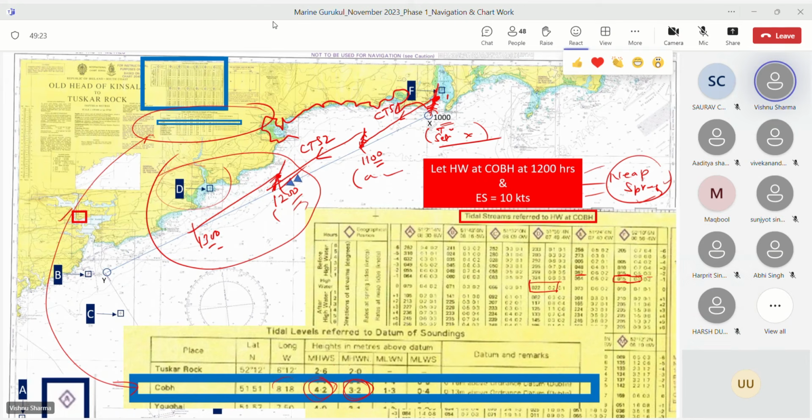Because tidal streams are only going to come in the vicinity of the coast, when you are closer to the coast, right? Yes sir, right sir. Okay, once you go a little this side of this line, tidal streams will not have any impact, right? But then the natural current will have the effect. Correct. Tidal streams will have their effect closer to the coast, right?